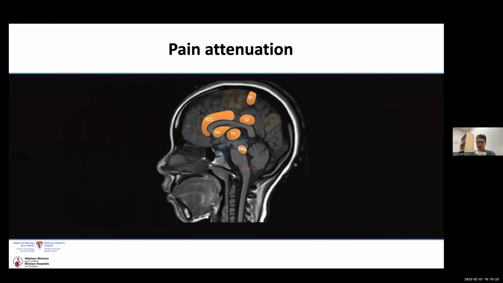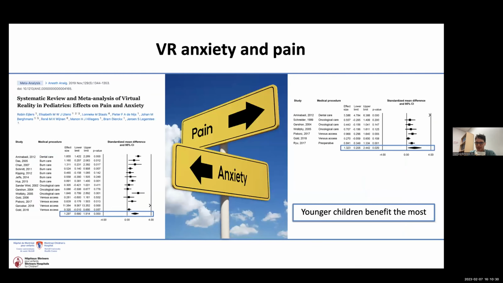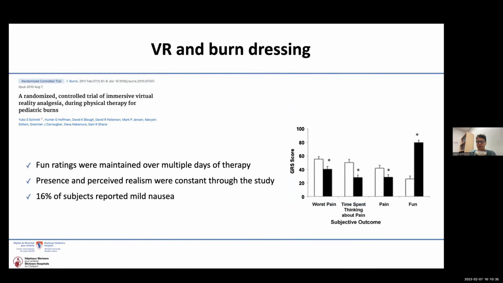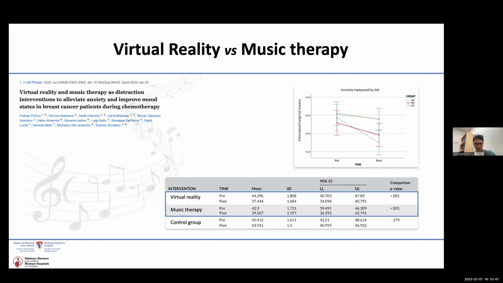Similarly, virtual reality was implemented in anxiety and autism, then again in anxiety and pain, like when we put in an IV. It was very effective in bone dressing, and again in dental procedures, these in kids. It was also compared to music therapy to see if it could decrease the stress in breast cancer patients.